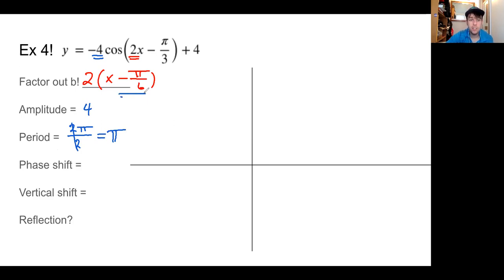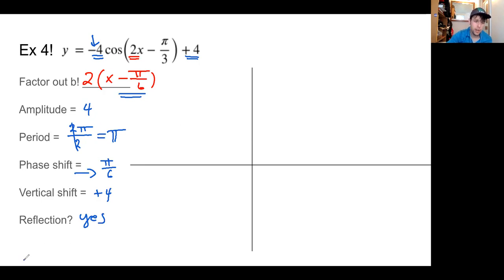Phase shift is pi over 6 to the right. Remember, minus is to the right, so pi over 6 to the right. And our vertical shift, we are moving up 4, plus 4. And lastly, this is a reflected graph. There is a negative here, so yes, we are reflecting cosine.